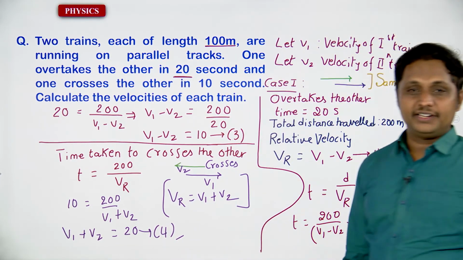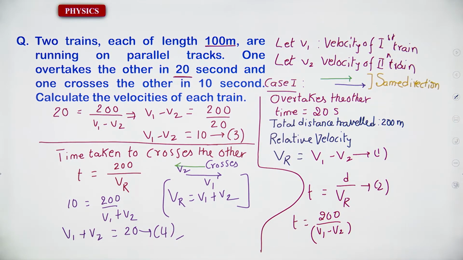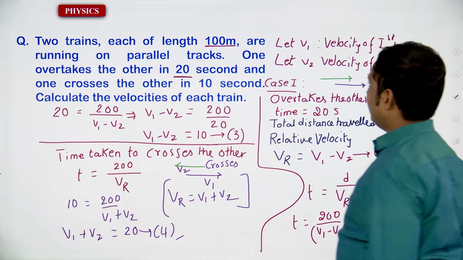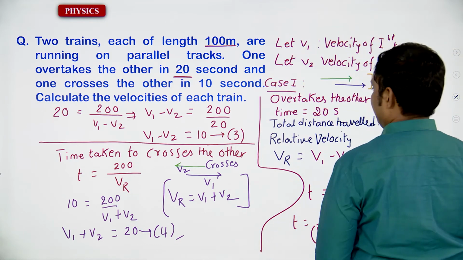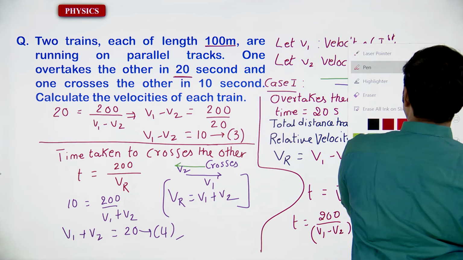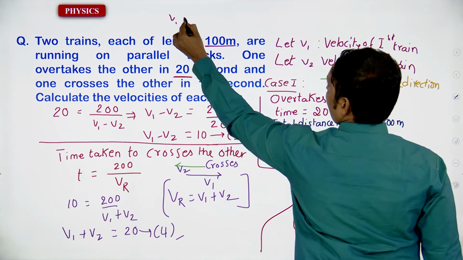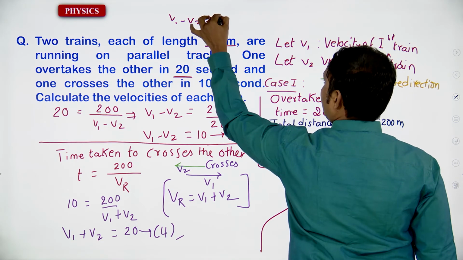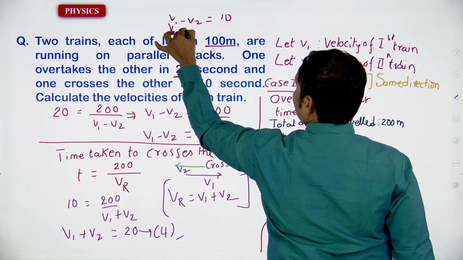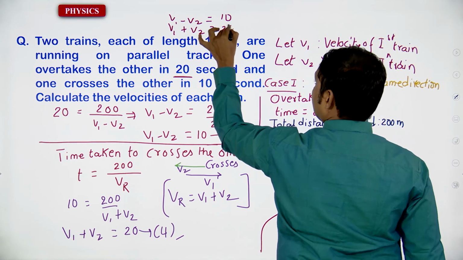We are going to measure that relative velocity, so that we have taken all these steps. The first one and second one, you have to see that this is the case we would like to consider. What we have obtained finally is going to be identified. It's very clear, V1 minus V2 is equal to 10, V1 plus V2 is equal to 20.